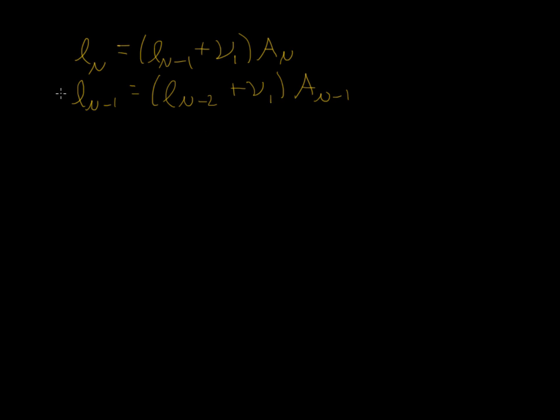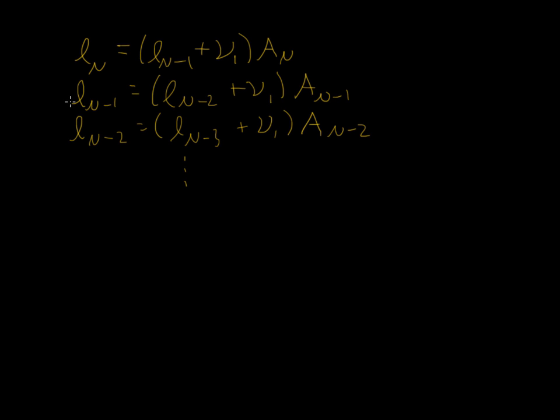All right, so there's a pattern emerging here. We're going to do the same thing for the next n minus 2 stages. So we get L of n minus 2 is equal to L at n minus 3 plus V1 times A at n minus 2. Okay, so now it's just a matter of doing this for all the stages and plugging all the equations into one another.